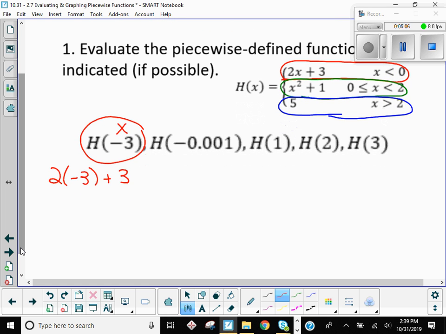And then do our math. And that will give us our y value at that part, if we had this graph. That's where the y would go. So when x is negative 3, y is negative 3.